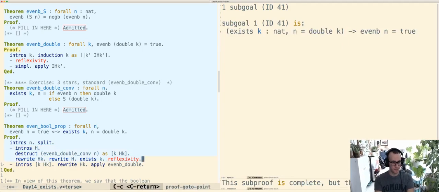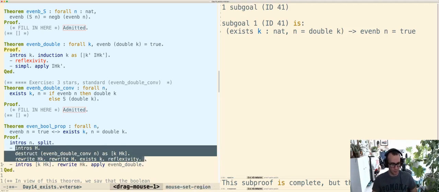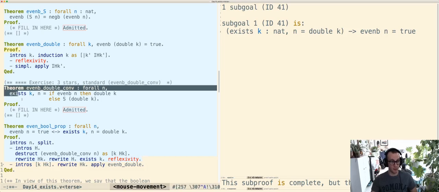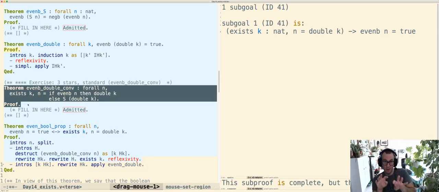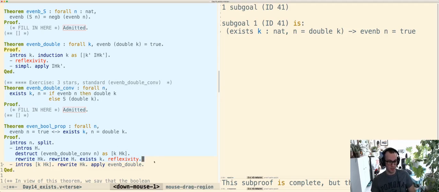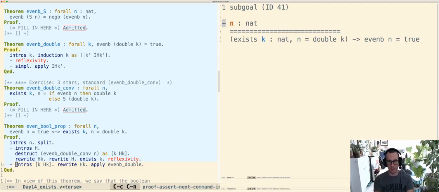Great. Okay, so this is, I think, the interesting direction of the proof, right? Where we're using this sort of clever lemma that's sort of like doing the half for us to do the proof. The other direction is, I think, pretty straightforward.